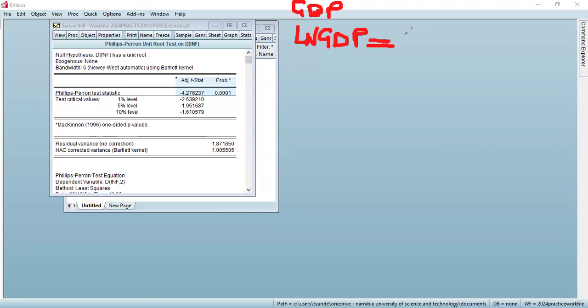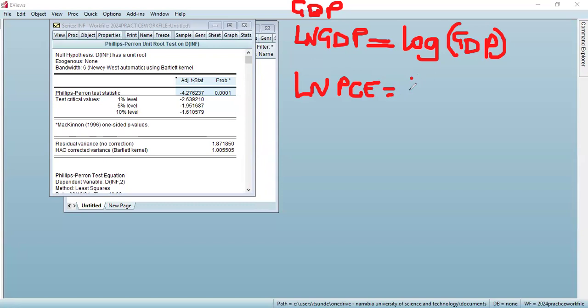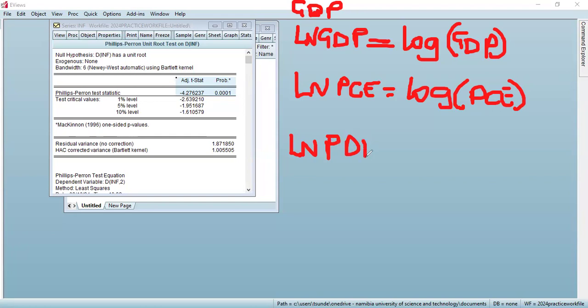And in EViews, this is how you generate the natural log of GDP. The formula is log(GDP), where GDP is in brackets. So this is how you generate your log of GDP. Then for your log of PCE, I'm using the variables that we used previously, it will be log(PCE). And for the other one we had, LNPDI, personal disposable income, it is log(PDI). So this is the name that you are giving your variable, and this is the formula you use to generate this new variable.